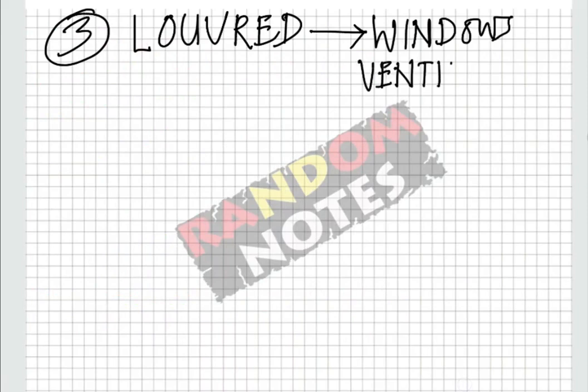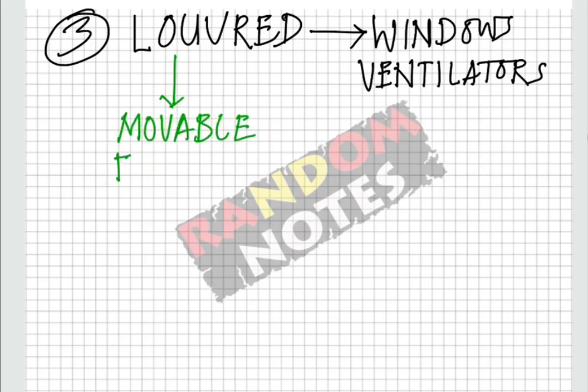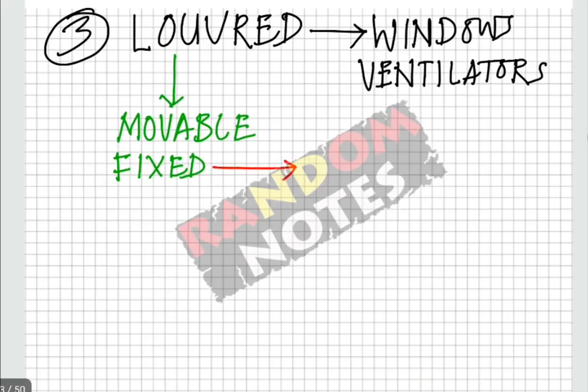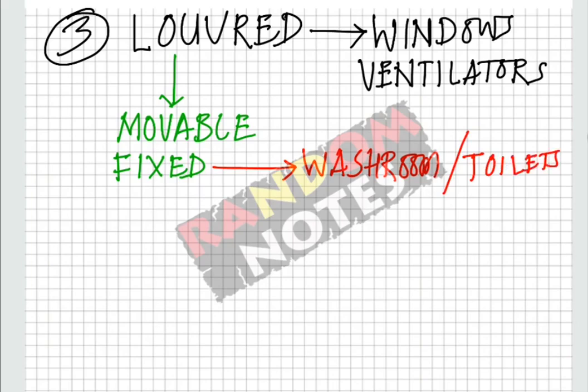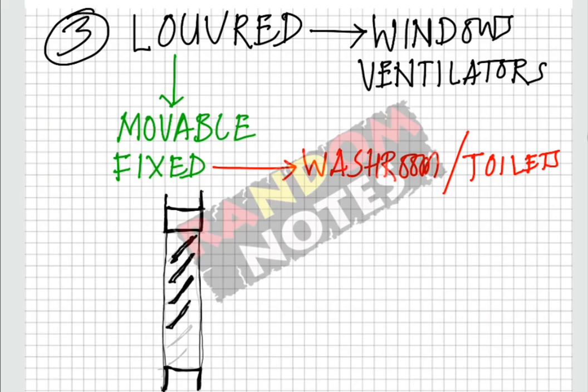Windows and ventilators also have louvers. These may be movable louvers or fixed louvers. Where the fixed louvers are used in washrooms, movable louvers may be in a window in a room. A fixed louvered window has louvers in the form of frosted or translucent glass. This glass slants downwards from inside to outside. It allows light and air but restricts the view.